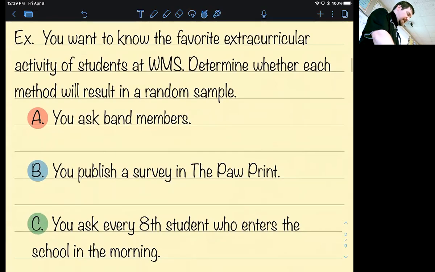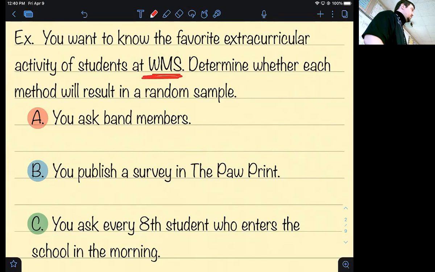So we have 4 different samples. I want you to tell me whether you think they're random ones or not. And if they're not, we would know they're biased, but we'll talk about that word later. You want to know the favorite extracurricular activity of students. Extracurriculars, those are anything you do outside of school, clubs and sports. Okay. Determine whether each method will result in a random sample. Now, keep in mind, we're trying to figure out what the favorite extracurricular activity is of students at Western Middle School, which means we need to make sure that all Western Middle School students had a chance of being included in the survey, whether they were actually asked or not, at least they had a chance to.